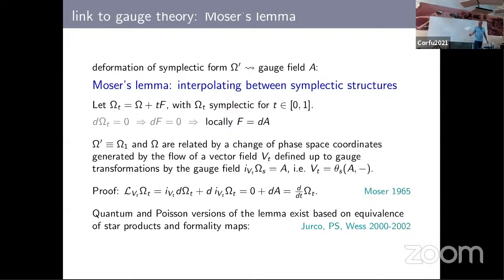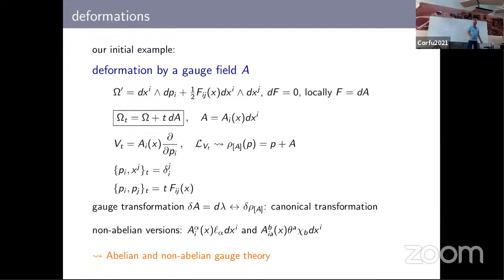Okay, let me give you some examples of that use of the Moser lemma and of deformations. That's our initial example. We deform the canonical symplectic two-form by adding in the field strength tensor. Well, df is obviously zero. Locally, F is equal to dA. And we can read off a Moser vector field. It's written here. So it features the gauge potential and the derivative with respect to momenta.